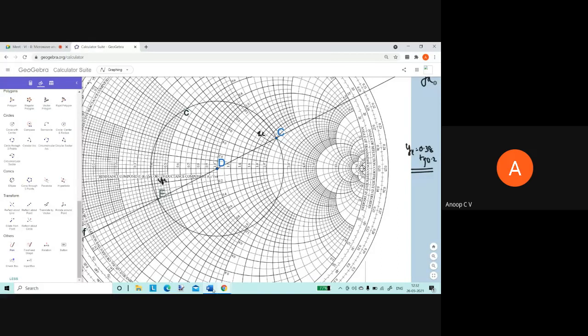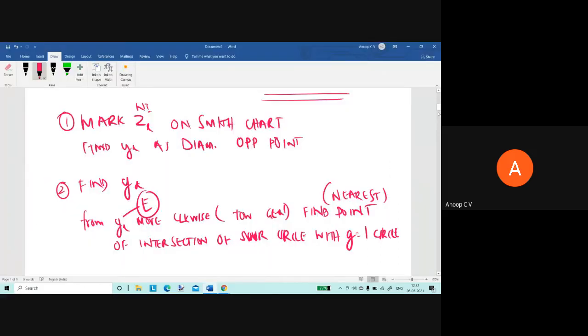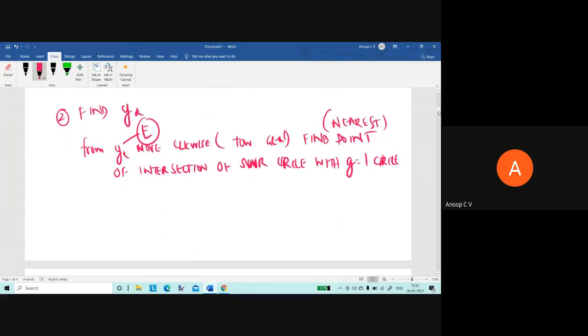So maybe we'll write it down here. So YL we found 0.38 plus J 0.2. So this is YL. Given YL, the next step is finding out YD.